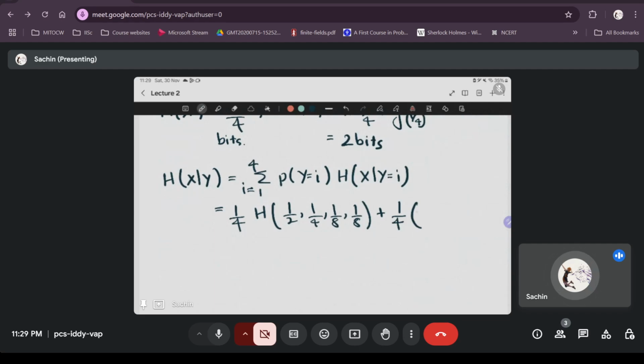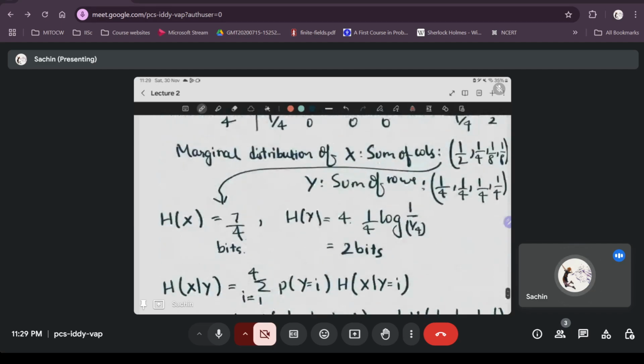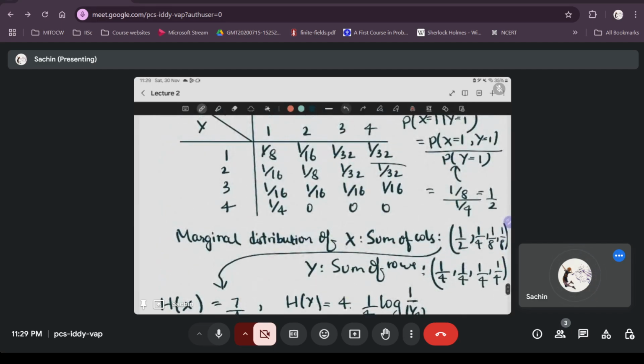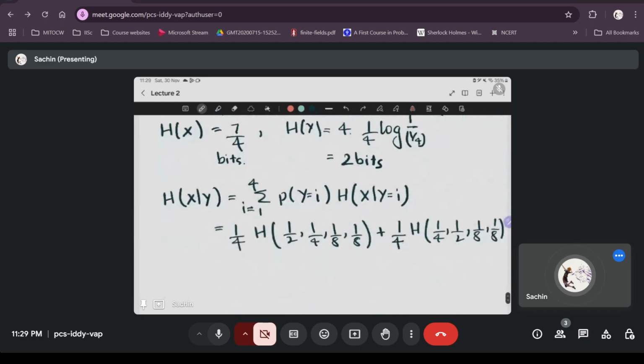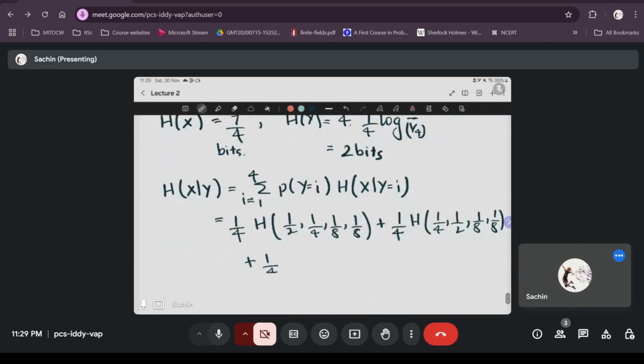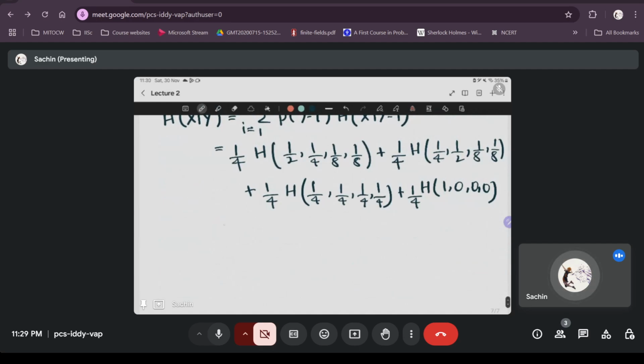For y is equal to 2, you will get the distribution 1 over 4, 1 over 2, 1 over 8, 1 over 8. So you normalize the second row. Then you normalize the third row for y is equal to 3. You normalize the fourth row for y is equal to 4. So you get 1 over 4 h of this distribution plus 1 over 4 h of this distribution, and so on. Do it yourself, and you will get h of x given y is 11 over 8 bits.